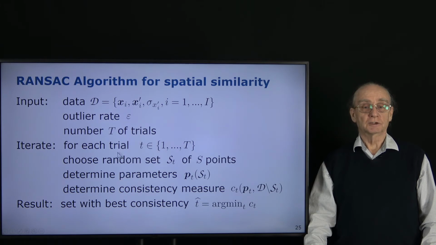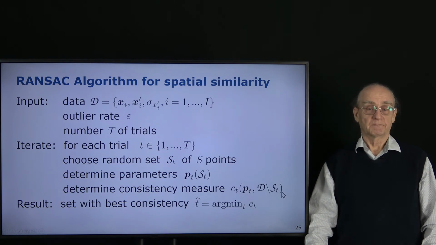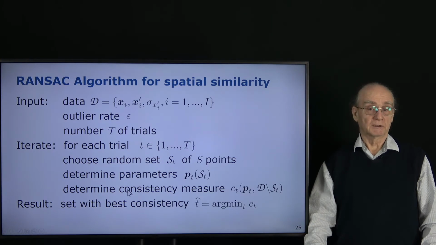And then we iterate for each trial. We choose a random set, ST, of S points. That means we have here a set ST of 3 points, and determine the 7 parameters of the similarity for this set. And then we determine a consistency measure, CT, depending on these parameters and the rest of all the points. And then we choose that set, that trial, where the consistency measure is smallest.